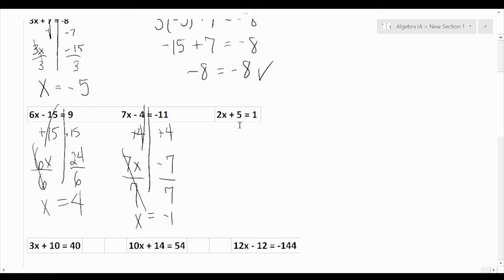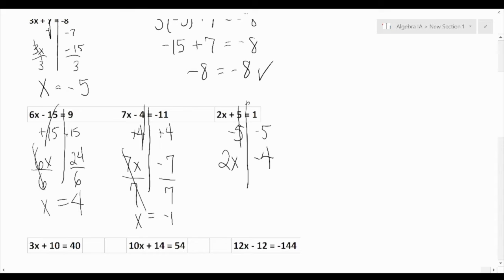Now, we have 2x plus 5. We're going to draw equals 1. We're going to draw our line. Now, we have plus 5. Opposite of plus 5 is minus 5. 1 minus 5. Actually, check that. We're going to go back. We have 2x left on the left side. 1 minus 5 will give me negative 4. So we're left with 2x equals negative 4.